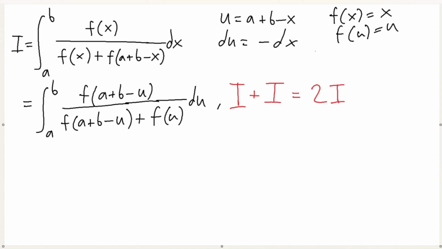Like, for example, if I had something like this, right? I'm sorry, like this. Right, and then if we do a u substitution, we get something like this.